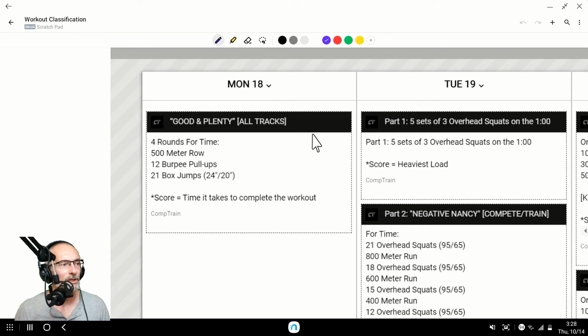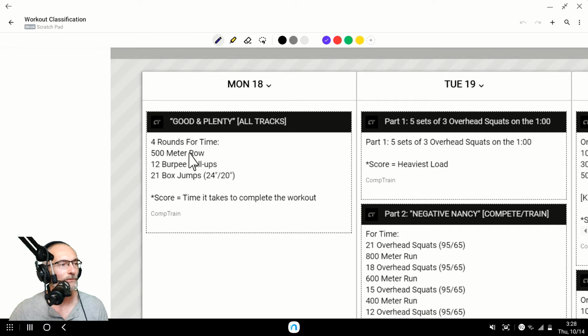So what we're going to do is take a look at each one of these and try to categorize it. On Monday, it looks like we have one workout that's the same for all programming tracks. This workout is 4 rounds for time: 500 meters row, 12 burpee pull-ups, and 21 box jumps. If we look at the modality, we have a monostructural movement with the rowing, a gymnastics combo movement, burpee and pull-up, and then another gymnastics movement with the box jumps. So Monday looks like an endurance monostructural plus gymnastics workout.